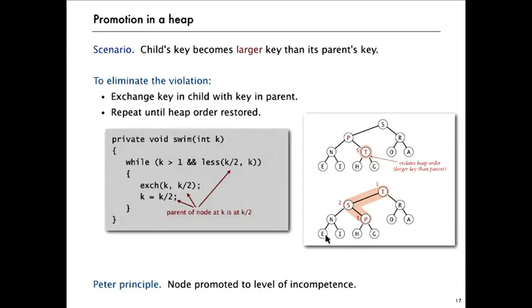And implementing that in code is really easy. We call that the swim operation. It swims up to the top. And if we have a node at index k and we know the heap condition is violated there, as long as we're not at the root and k's parent, k over 2, is less than a of k, then we just exchange it with its parent and move up. That's the swim operation to eliminate a violation when a key value increases.